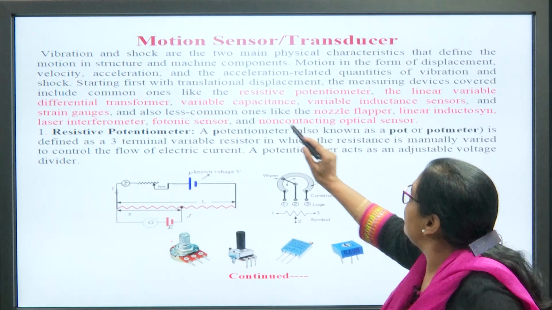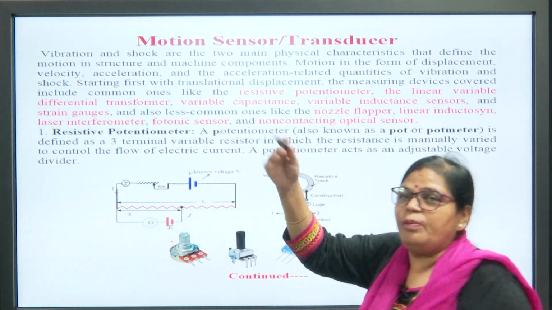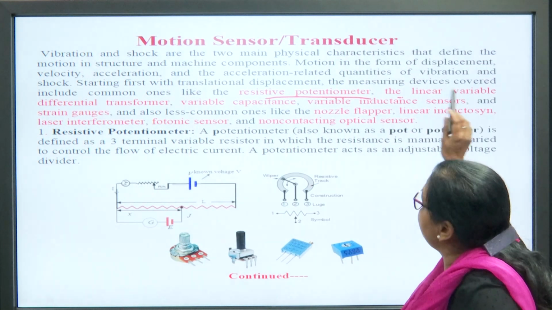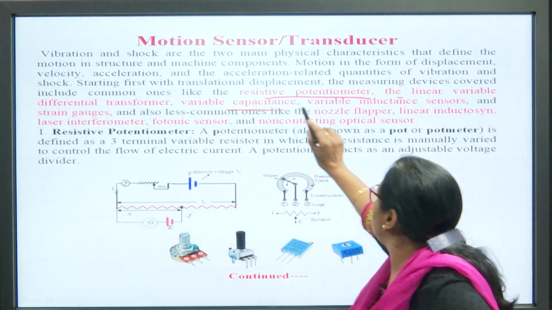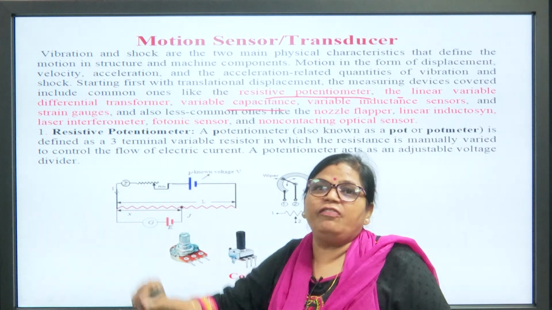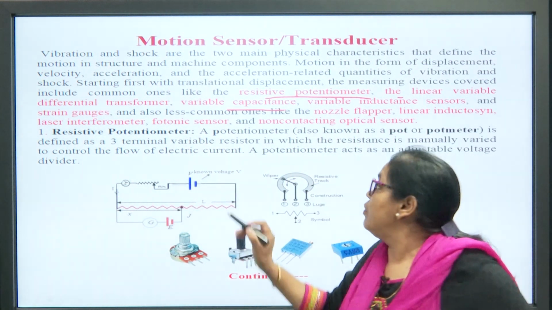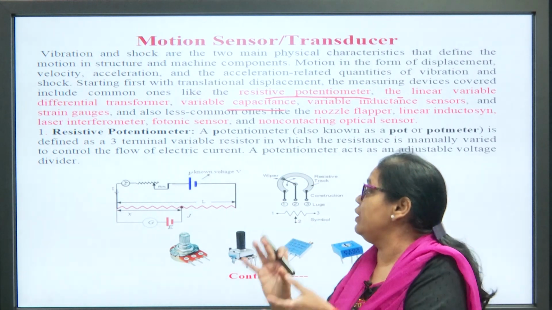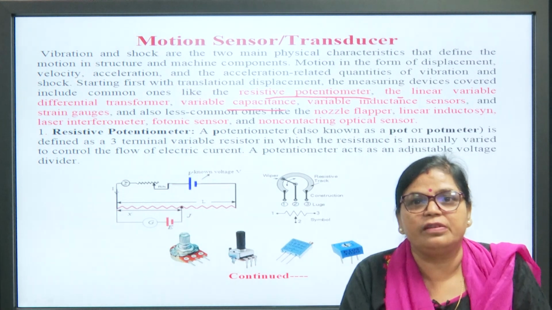So, we can consider, as you heard before, the resistive potentiometer. I will discuss LVDT, variable capacitance, variable inductor sensors and strain gauge, all the types we discussed before. Here we can see the potentiometer. You can imagine why we are using the potentiometer as a motion sensor.